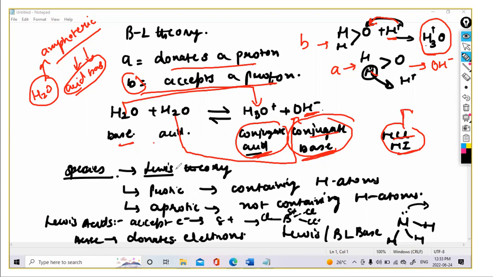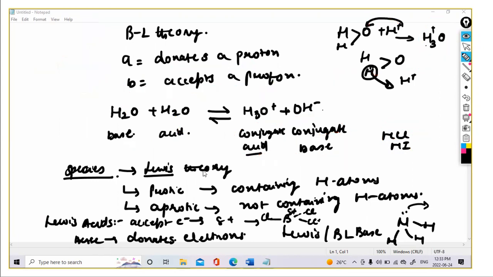Let's move forward. There's another theory, which is called Lewis theory, and there were some drawbacks in the earlier theory. According to that theory, only the species which have a proton in them, the H in them, are acids. But this was not true, as things got uncovered. We also found there were some species that could act as acids, but they didn't have H in them. So this theory will cover those.